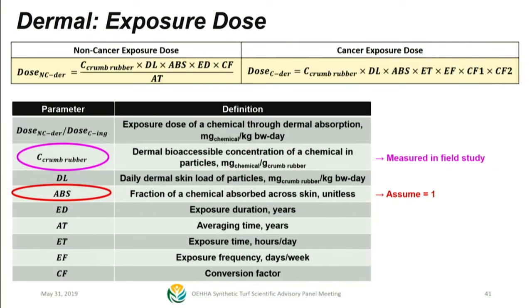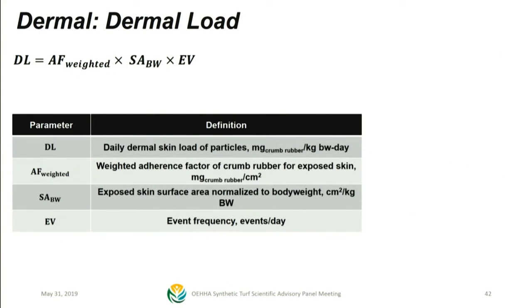will be absorbed. The dermal load is a measure of the amount of particles that will adhere to the skin. It's derived by multiplying a weighted adherence factor times the exposed skin area times the event frequency. The event frequency describes the number of field events a field user may participate in a day. OEHHA will assume a value equal to 1. This assumes that users do not re-enter the field or enter another field at a later time of the day once particles have been washed off of the skin.